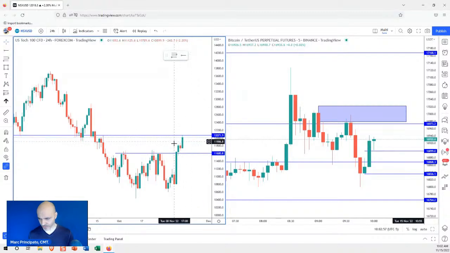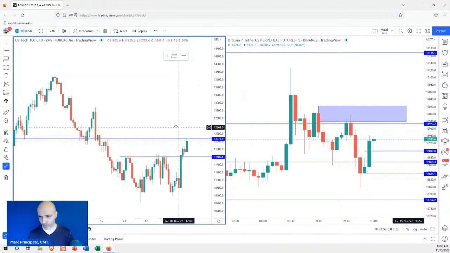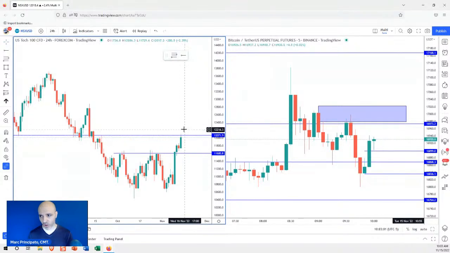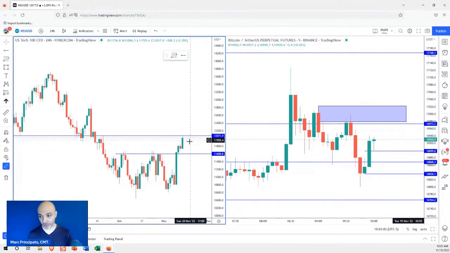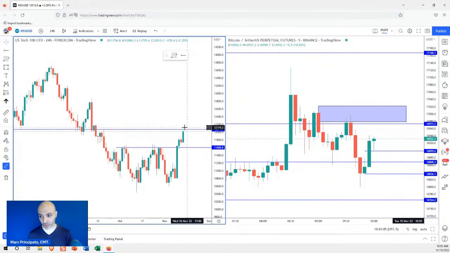So be careful with that. My point is this is not a place to go all in long. If you're taking swing trade longs or whatever, you're exposing yourself to the long side, so be prepared for the fake out.